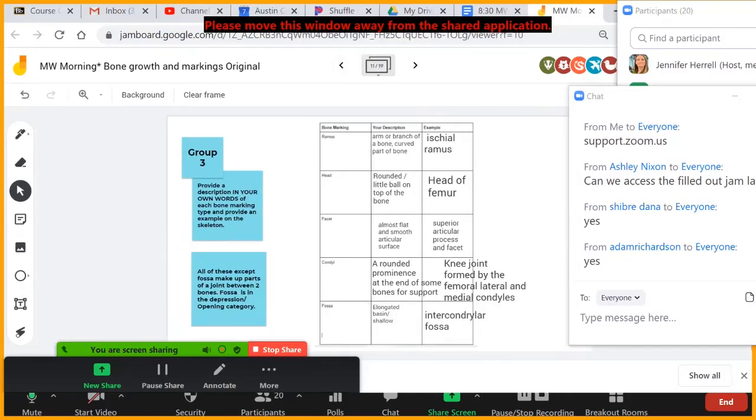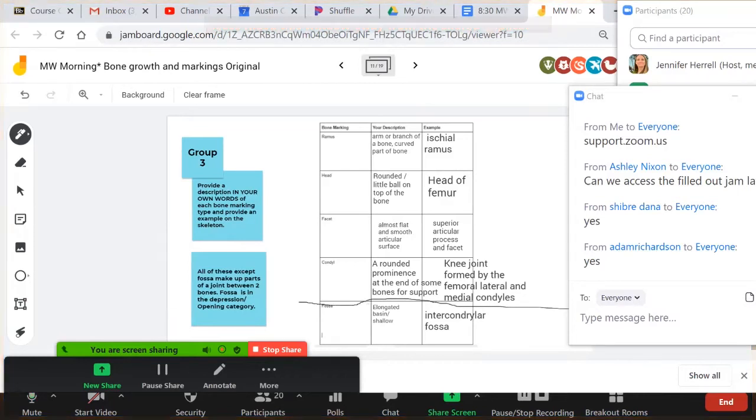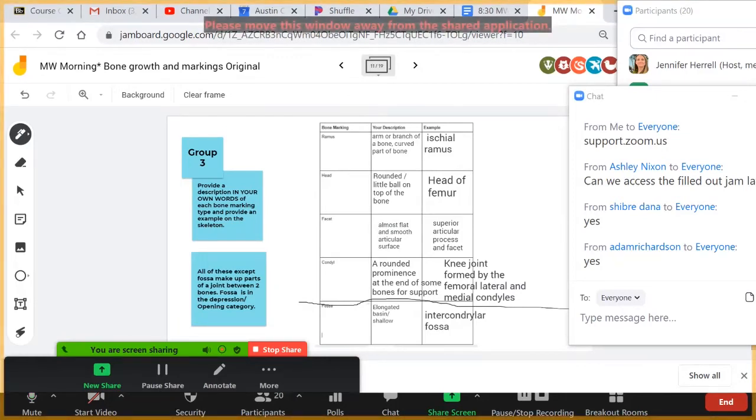Next we have a fossa. Fossa is technically in a different category. A fossa is going to be a type of depression. So when I think fossa, I think of like a fossil dig. And when they dig out fossils, they'll make a little depression or a bowl in the ground and they dig the bones and the fossils out of that, right? That's one way to do it. So it's a depression.